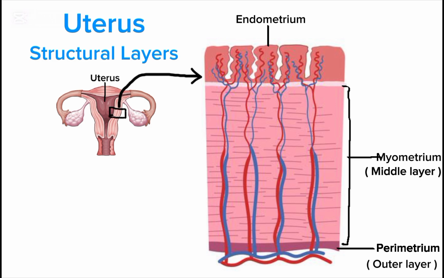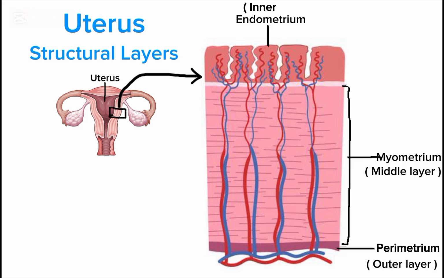Myometrium is the middle and thickest layer of the uterus. It is made up of smooth muscle fibers interlaced with areolar tissue, blood vessels, and nerves. This is the layer that is responsible for menstrual cramps during menstruation and powerful contraction during labor.